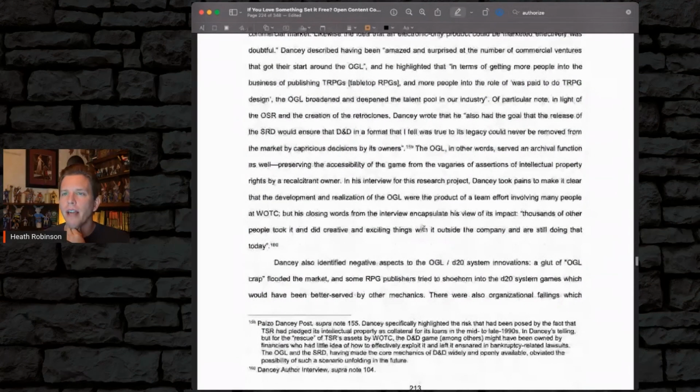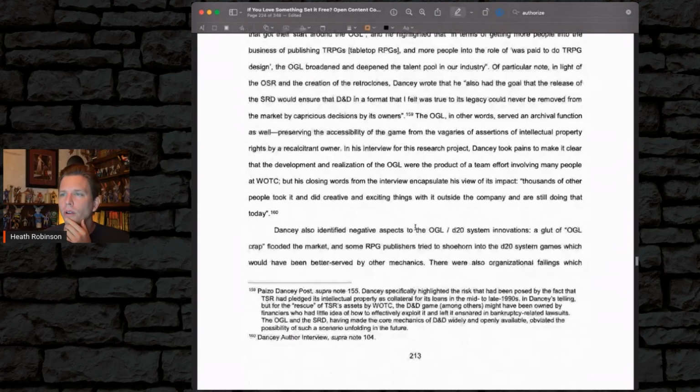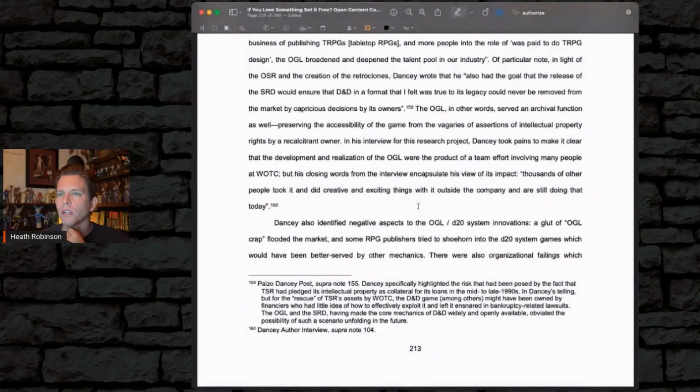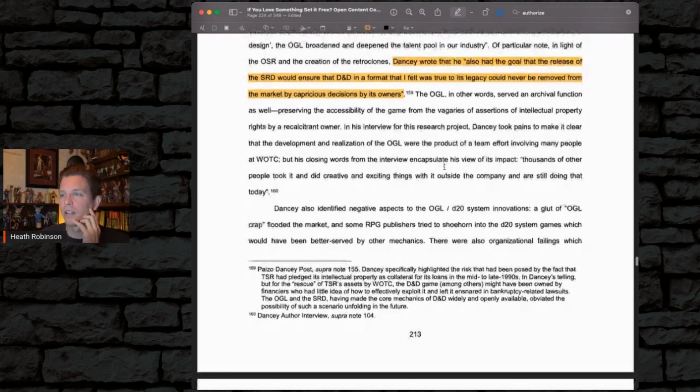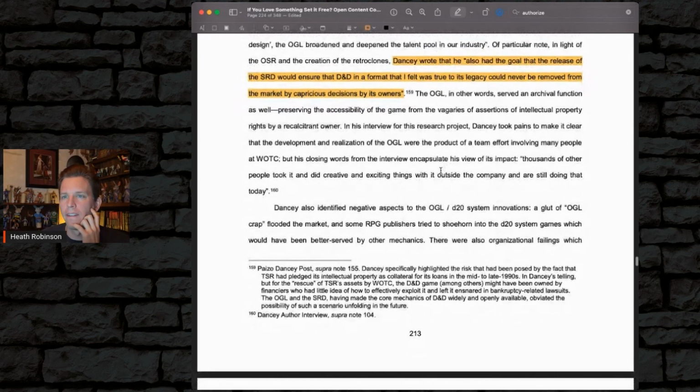Of particular note, in light of the OSR and the creation of the retro clones, Dancy wrote that he had also had the goal that the release of the SRD would ensure that D&D in a format that I felt was true to its legacy could never be removed from the market by a capricious decision of its owners. So that is part of making sure that there's going to be some form of this out there, even if the company that owns it completely tanks it or does something terrible. The OGL, in other words, served an archival function as well, preserving the accessibility of the game from the vagaries of assertions of intellectual property rights by a recalcitrant owner.